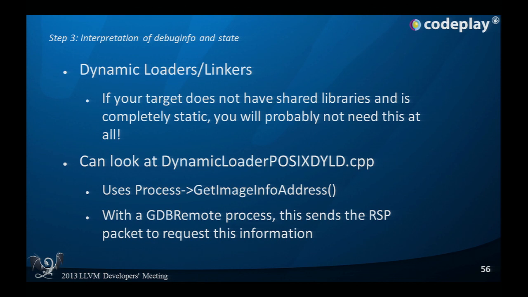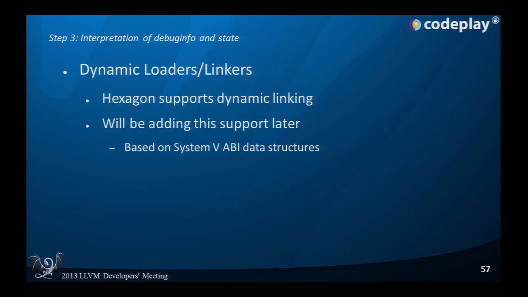But you can look at the POSIX dynamic loader there, and it uses the process and image info address, and obviously when you're using the remote process, it just sends a packet. So you can see it's kind of like a proxy, the remote one. It doesn't really do anything locally at all. It's all sending packets over the network.